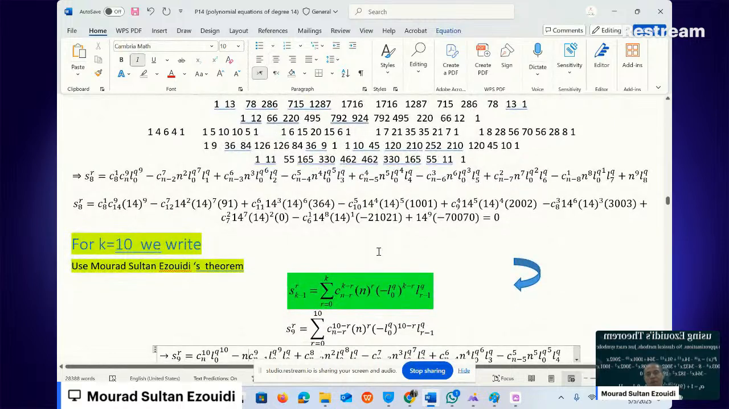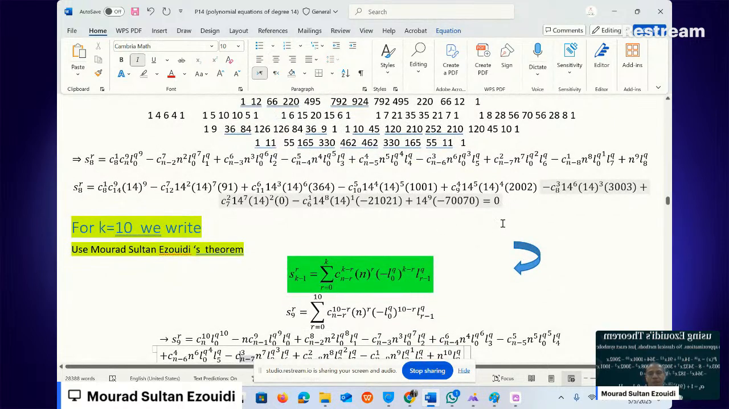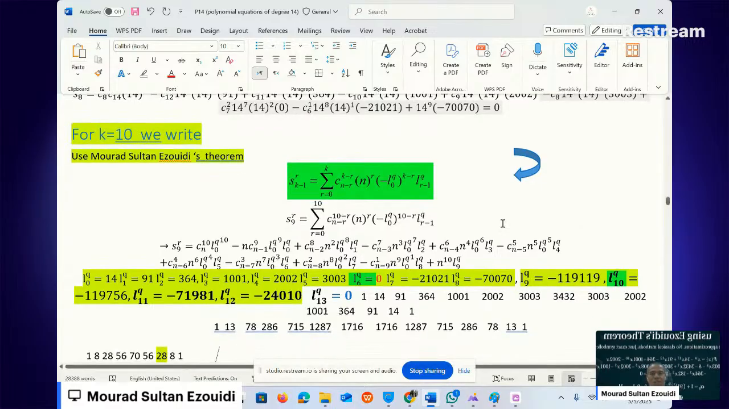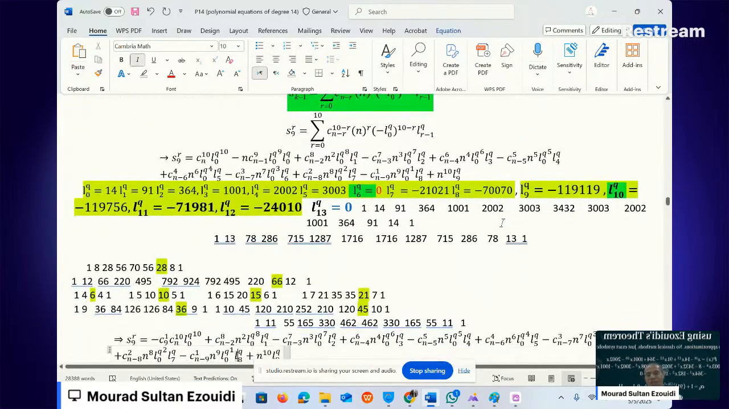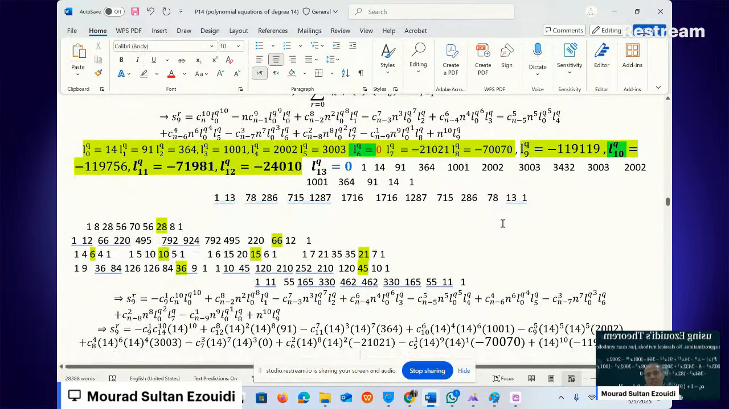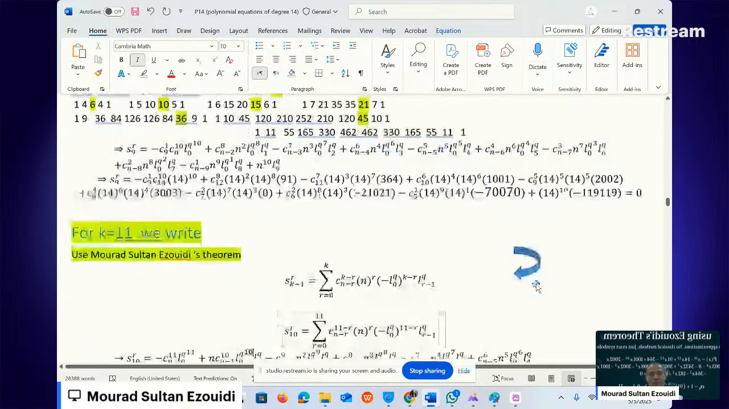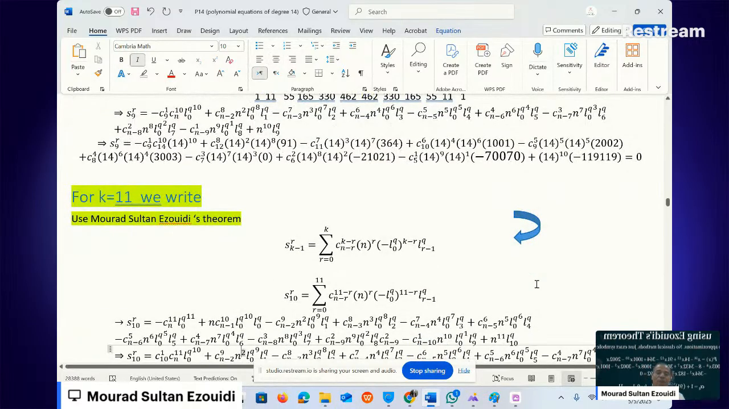Now we just put the integration and we found the value of S9, S8. So here again we should compute the value of S9, just put k to 10 in the recursive formula of Mourad Sultan Ezouidi and see how the professor explained and wrote the general formula to give you the coefficient of this new equation. Here you can see that the value of S9 just depends on the coefficients from 0 up to L9. Okay, this is the formula. Just substitution.